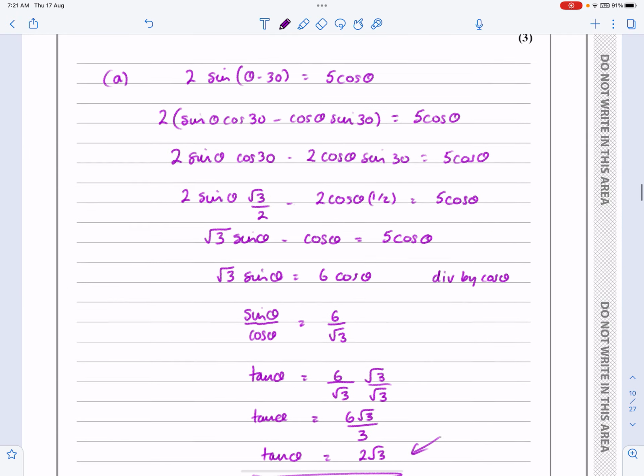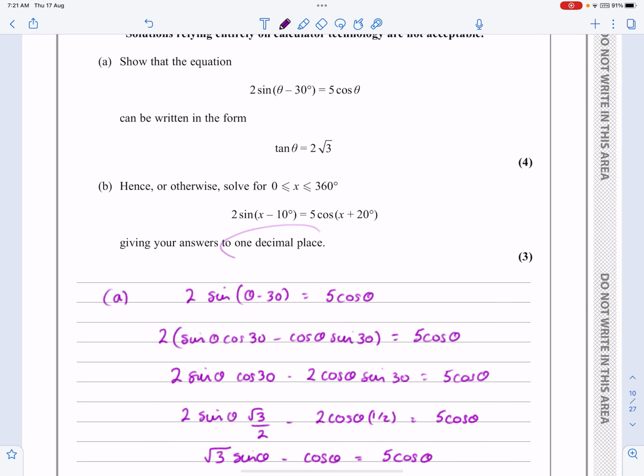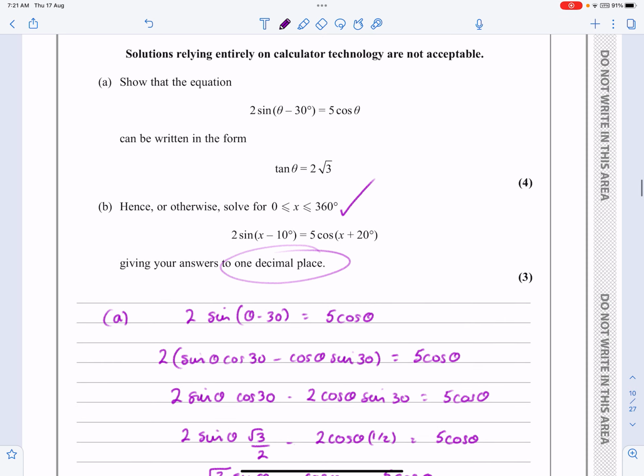Just go back and check for decimal places and significant figures. They wanted it to one decimal place. I've done that. I've made sure I've solved my equation in the right range there. Always do that double check for any of the trig equations, but hopefully that makes sense for question number 4.